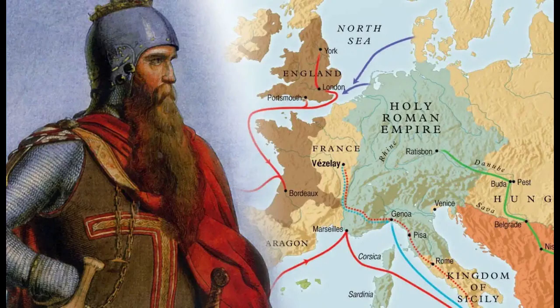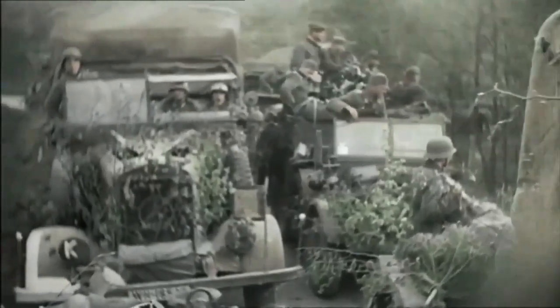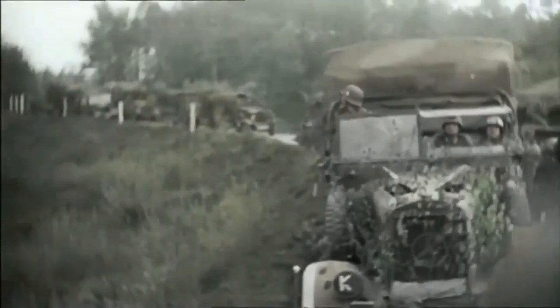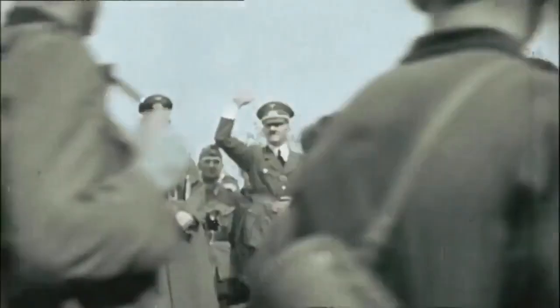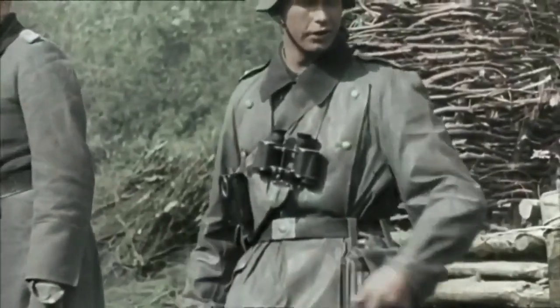After a 5-week delay while operations in Greece and Yugoslavia were completed, Operation Barbarossa, named after the all-conquering medieval Holy Roman Emperor Frederick I, was launched on 22 June 1941. Over 3.5 million German and other Axis troops attacked along a 1,800-mile front. A total of 148 divisions, 80% of the German army, were committed to the enterprise.